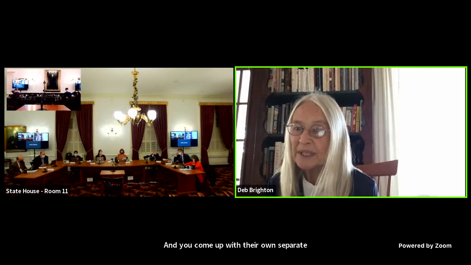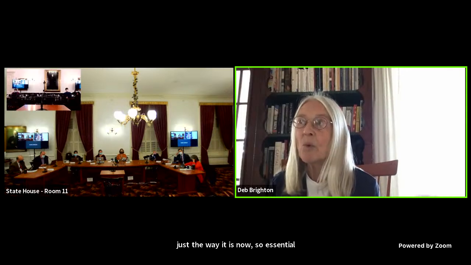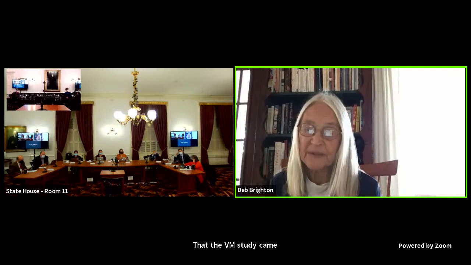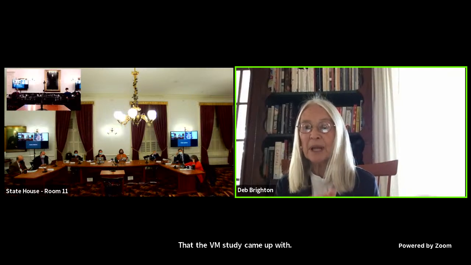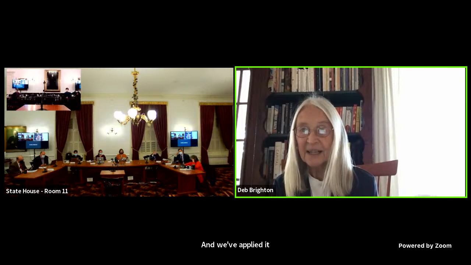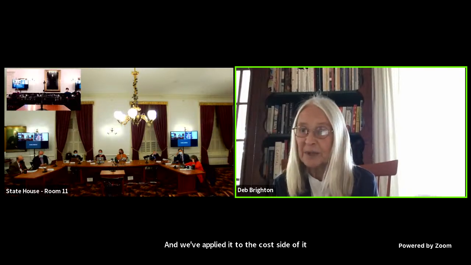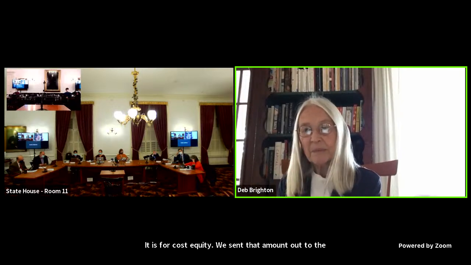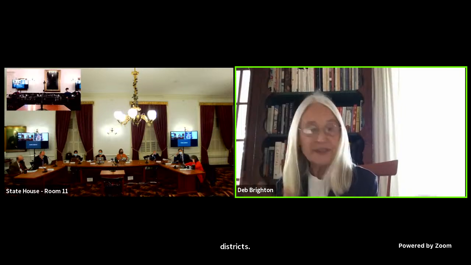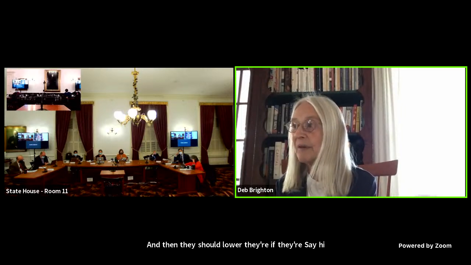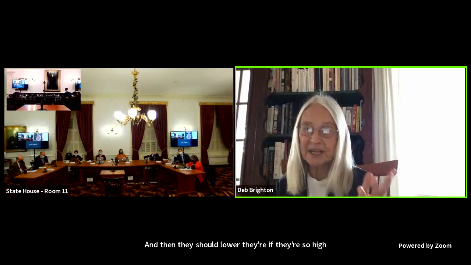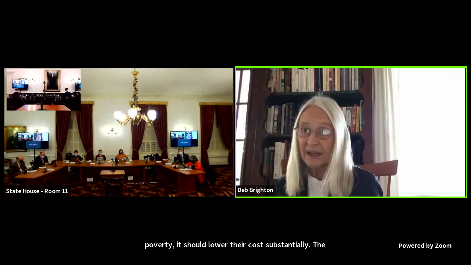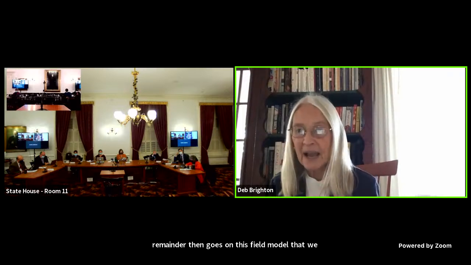So essentially what's happened is that we've taken the weighting that the UVM study came up with, and we've applied it to the costs side. It is for cost equity. We've sent that amount out to the districts. And then that should lower their cost substantially, if they're, say, high poverty. The remainder then goes on this yield model that we currently have based on their actual ADMs.